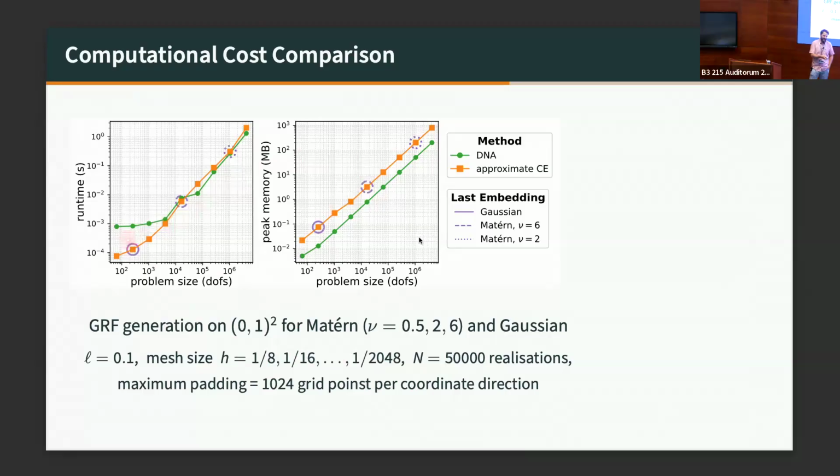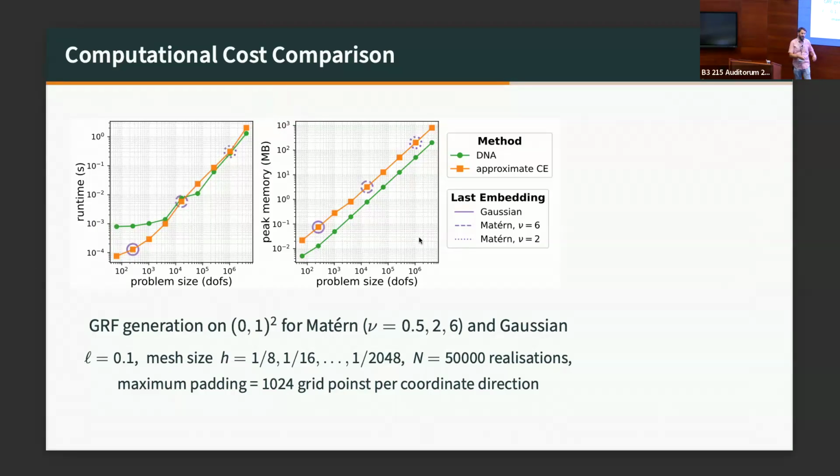Now, I start maybe with the purple circles here. The purple circles is where circular embedding fails. So from this point onwards, for Gaussian covariance, I need more padding than we allowed ourselves, and we allowed ourselves 1,000 points in each coordinate direction padding. So even though we're only on a 16 by 16 grid, I need 1,000 points padding in order to make the Gaussian work. For nu equals 6, you end up here. For nu equals 2, you end up here. And I think for nu equals a half, you end up somewhere here.